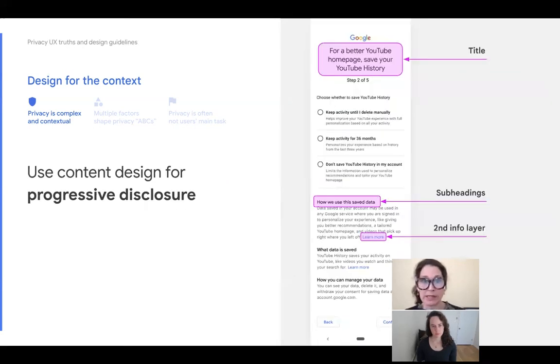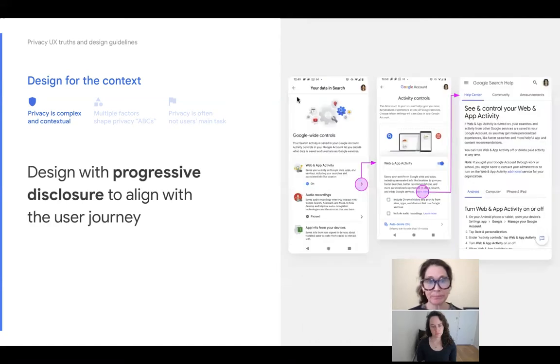Content hierarchies like titles, subheadings, body text, and links to supplemental content are another form of progressive disclosure. The point is to offer expanding layers of detail based on minimally interruptive initial components.